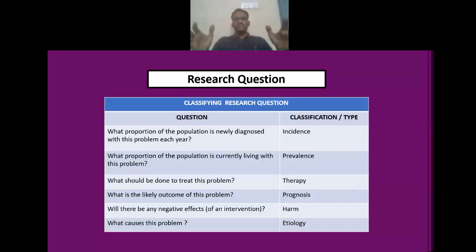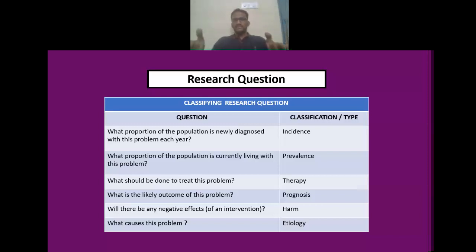As we all know, any research starts with a research question. Whenever you get a research question, we can classify it into different types. I have enumerated them. If the question is what proportion of the population is newly diagnosed with that problem each year, then the research question type would be incidence. If it is not about that year but about all the data of those currently living with that problem, then it will be prevalence.